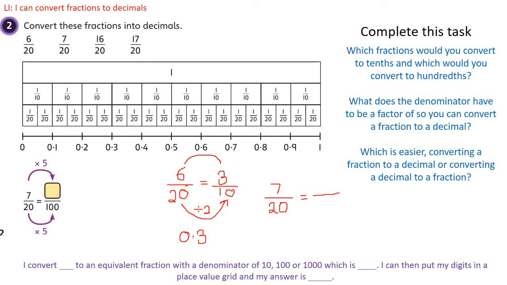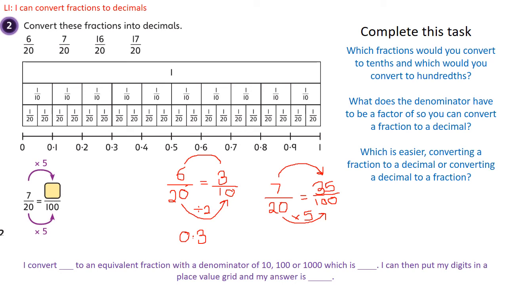So instead of dividing, what do I times 20 by to get to 100? You're right, we need to times it by 5. And what we do to the denominator, we do to the numerator. So what's 7 times 5? 7 times 5 is 35.